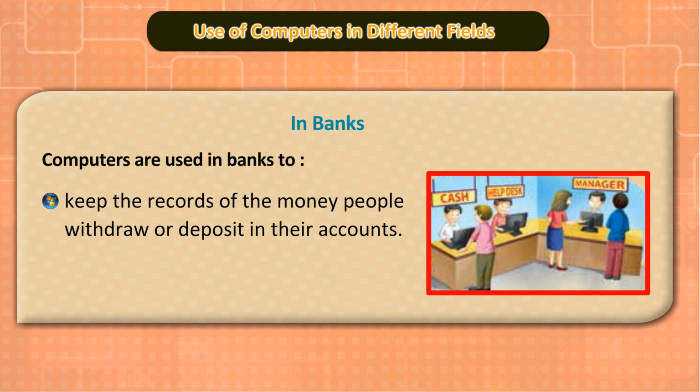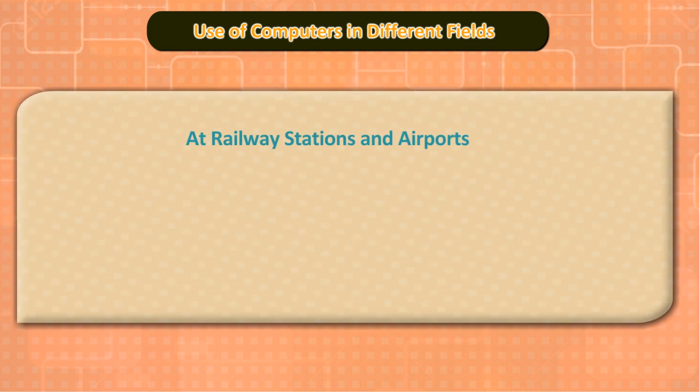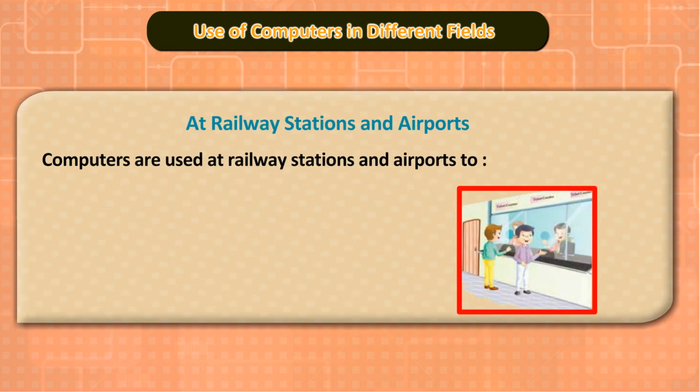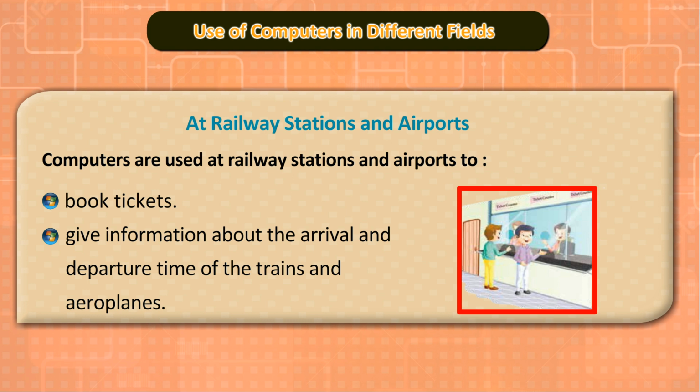In banks, computers are used to keep the records of the money people withdraw or deposit in their accounts, and to withdraw money from ATMs. At railway stations and airports, computers are used to book tickets and give information about the arrival and departure time of the trains and aeroplanes.